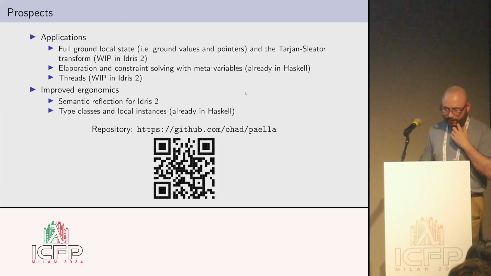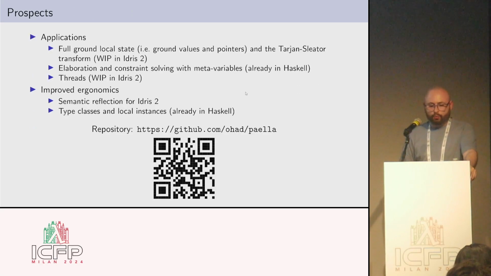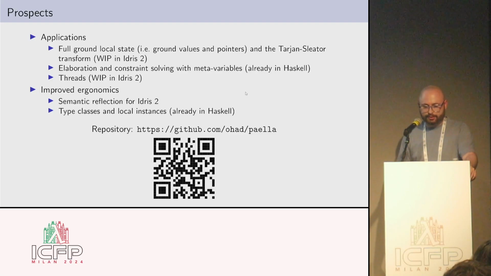So, some future prospects. We want to, and already have a little bit, implemented full ground local state as an effect and handler. That means you have ground values like integers and booleans, but you also have pointers, so you can do things like linked lists. And we want to implement the Tarjan-Slater transform.